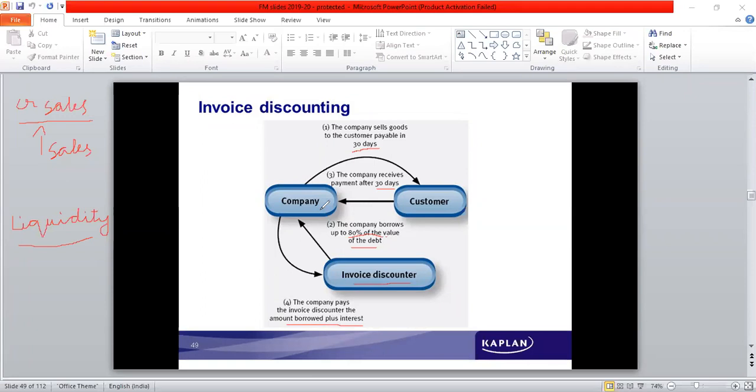So that is the concept here, invoice discounting. Up to 80% of the amount can be given as a loan. After collecting the amount from the customers, the loan amount is repaid along with some prescribed interest rate. Along with whatever the interest rate is, the funds can be settled.